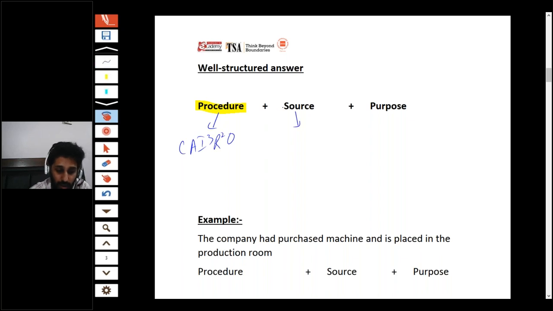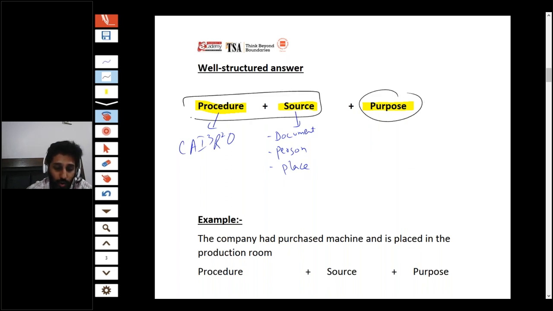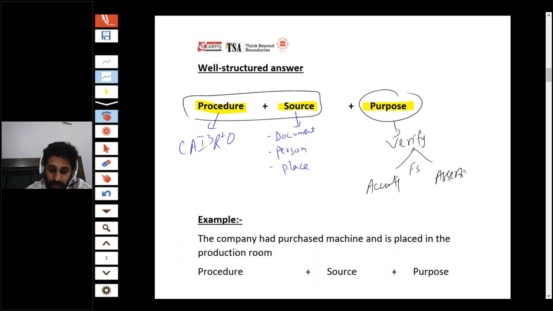It's the source. Source means from where you collect the evidence, and you collect the evidence from documents. Some document may be the source, any person may be the source, any place may be the source. And what is the purpose? The purpose of your procedure and source is to verify financial statements, accounting, and its assertions.